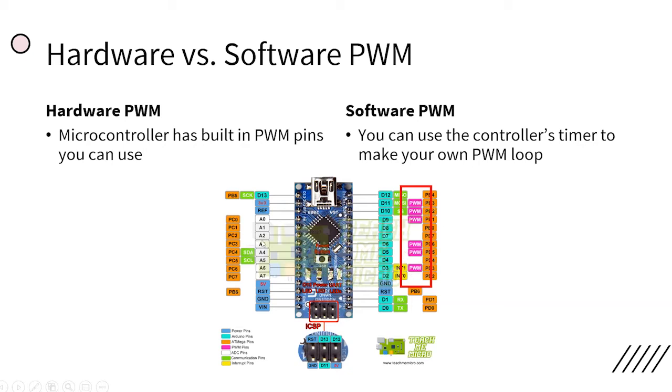If you want to use any other pins for PWM, you have to use a software-based one. Essentially what you're doing there is using the controller's timer function to make your own PWM loops. This tends to be more complex, but you have a bit more flexibility in terms of what pins you're able to use.